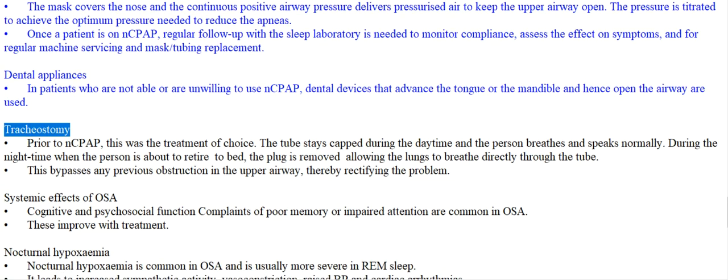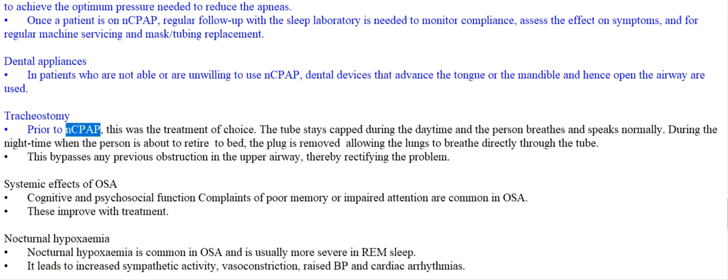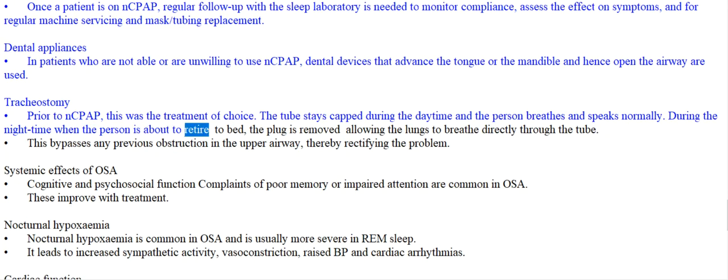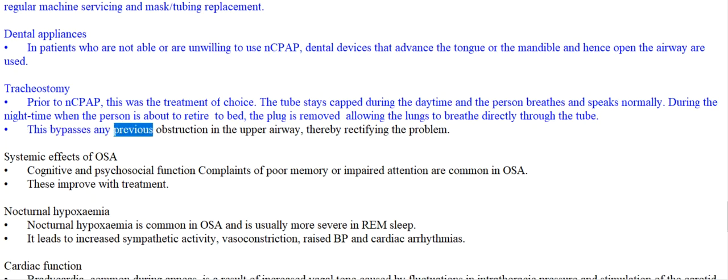Tracheostomy. Prior to NCPAP, this was the treatment of choice. The tube stays capped during the daytime and the person breathes and speaks normally. During the nighttime, when the person is about to retire to bed, the plug is removed, allowing the lungs to breathe directly through the tube. This bypasses any previous obstruction in the upper airway, thereby rectifying the problem.